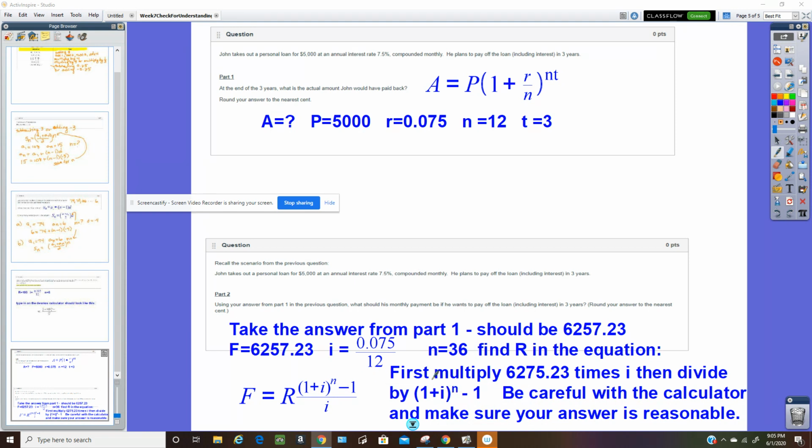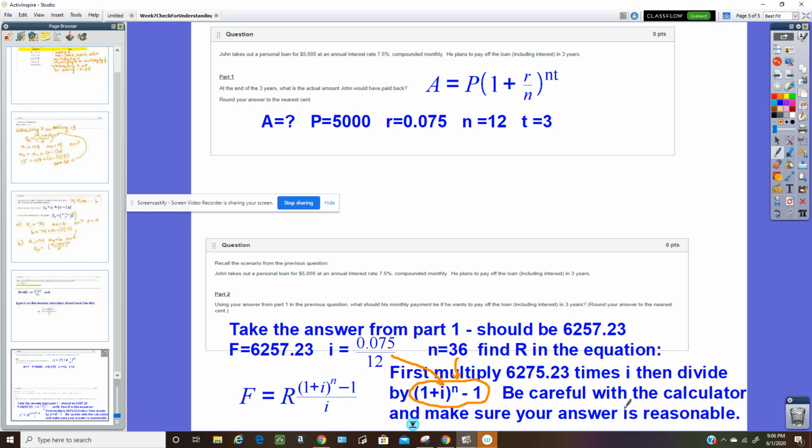So you're gonna take this result, let me say that again, $6,257.23 times this I value. You can get a result, and then you're going to divide that whole thing by this here, where I, once again, is 0.075 over 12, and N is 36. So this goes in here, and then that goes there.